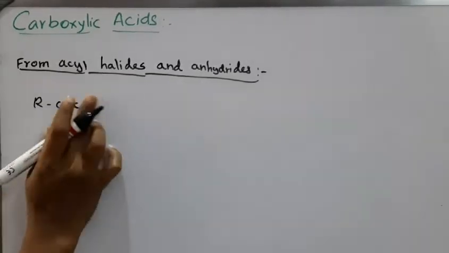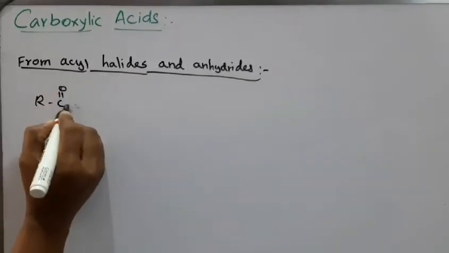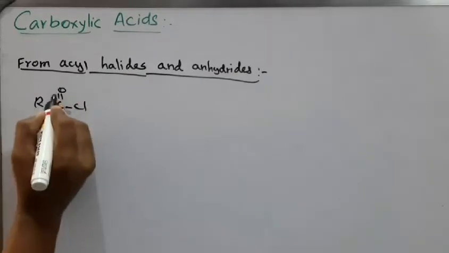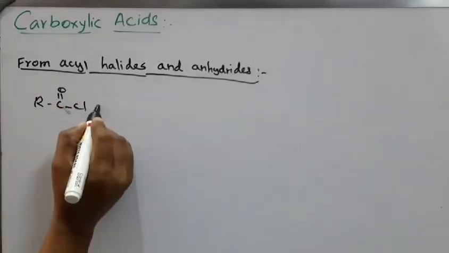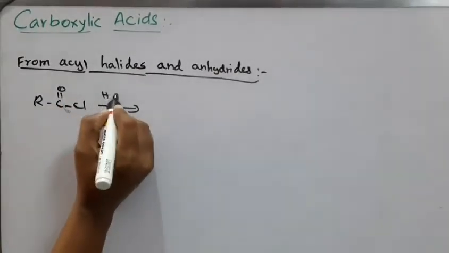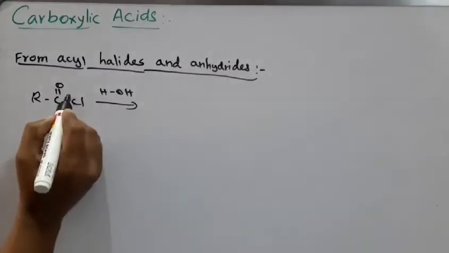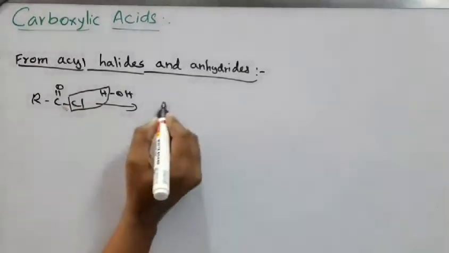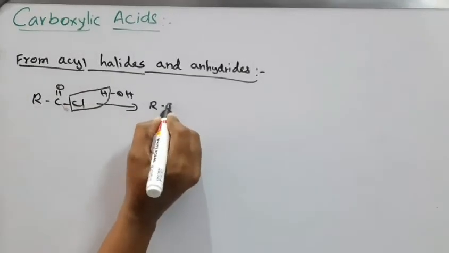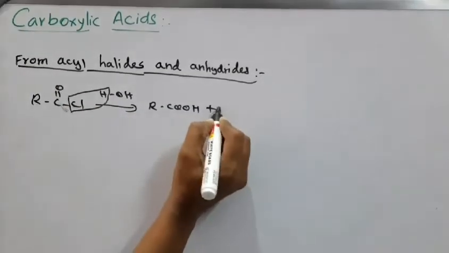RCOCl, like that you have to write, otherwise COCl. Okay, this is acyl halide with an alkyl group. In the presence of hydrolysis reaction, HOH, the HCl is removed and we can get the acid, RCOOH plus HCl.